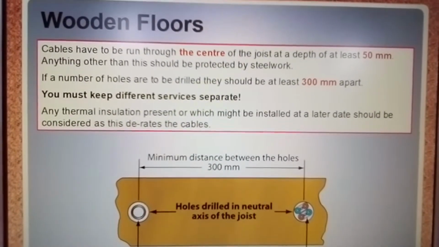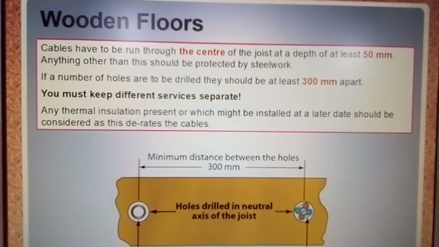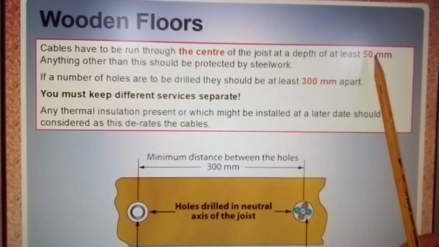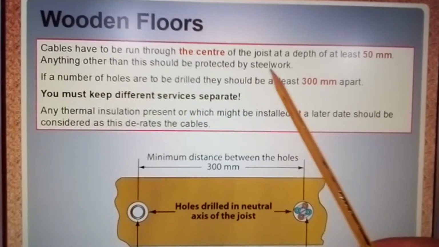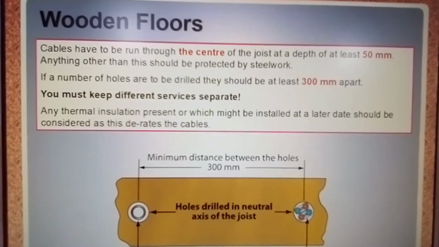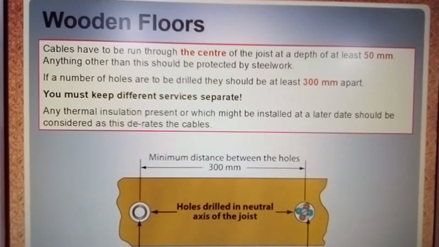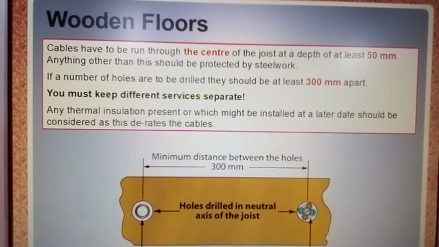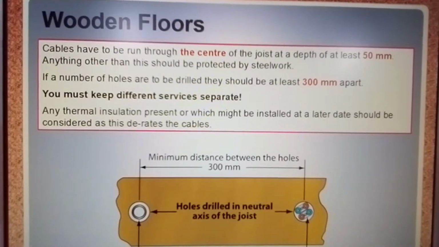Okay, wooden floors. Now, cables have to be run through the center of the joist at a depth of at least 50 millimeters, 2 inches. Anything other than this should be protected by steelwork. If a number of holes are to be drilled, they should be at least 300 millimeters apart. That's 300 millimeters or 30 centimeters or 12 inches if you prefer.